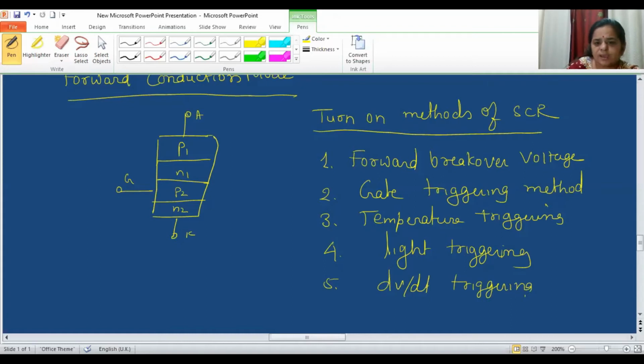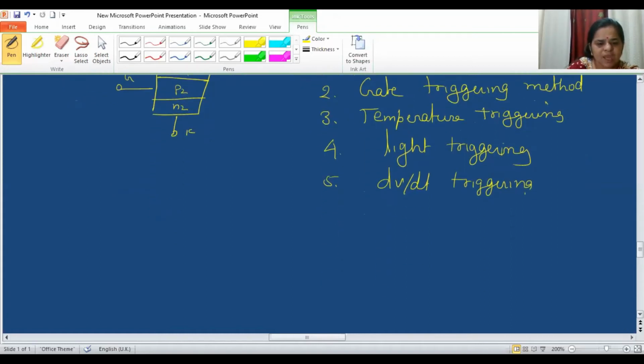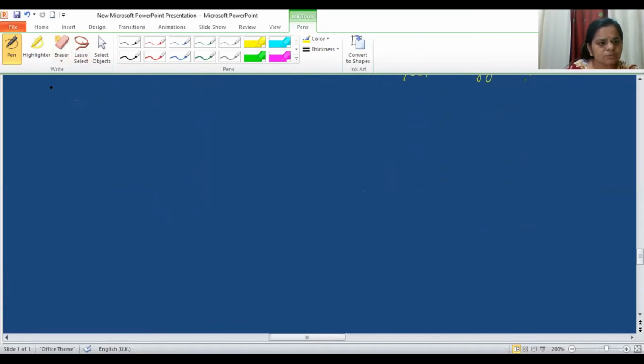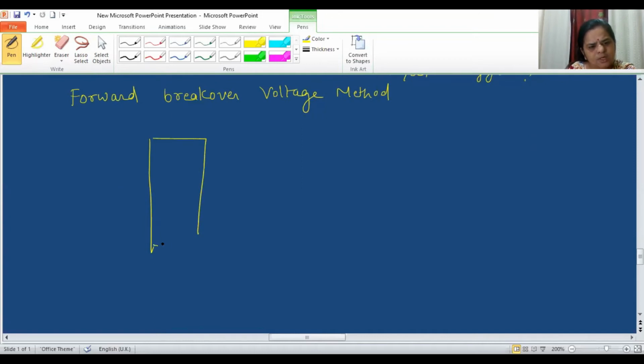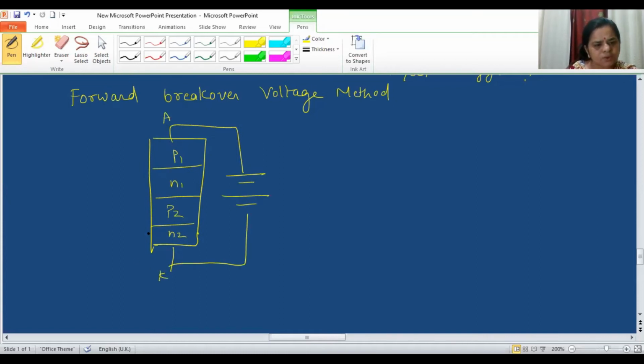Now let us see how these methods can make the device conduct. Start with the forward breakover voltage method. In this method, we apply an anode cathode voltage across P1, N1, P2, N2. This is anode, this is cathode, and this is gate. This is a variable voltage VAK, and we increase this anode cathode voltage.